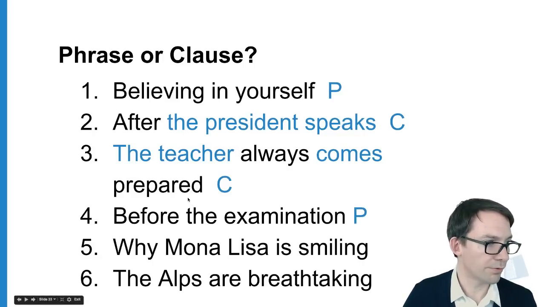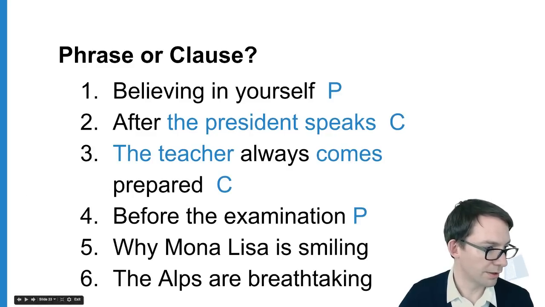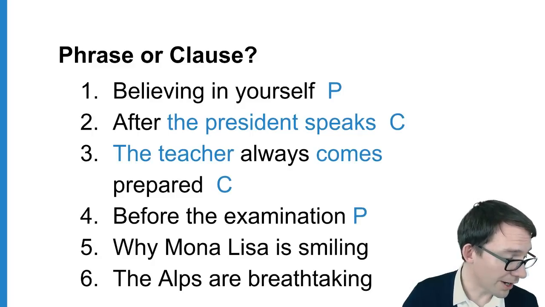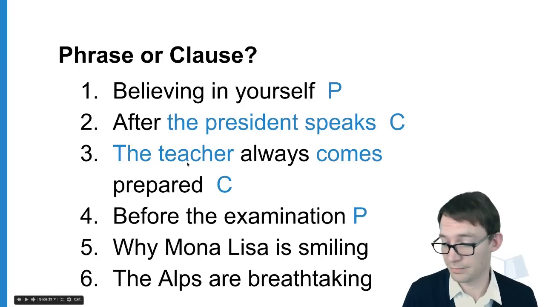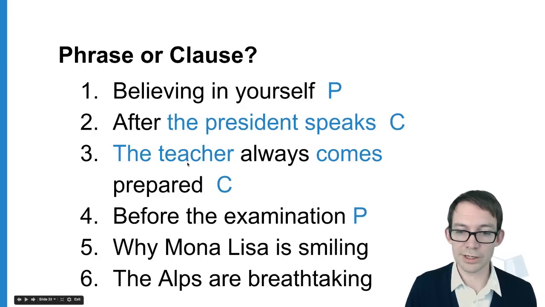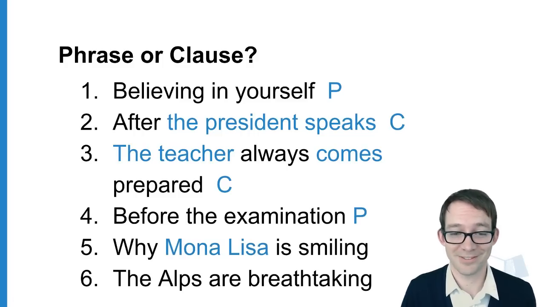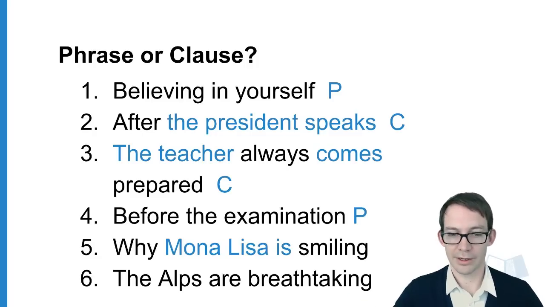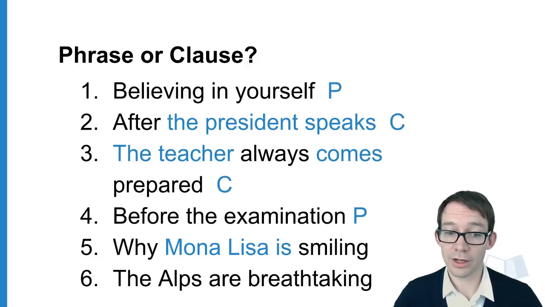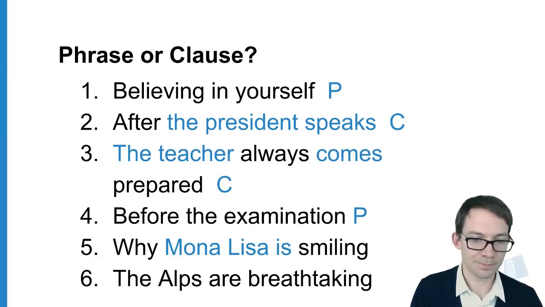What about number five? Why Mona Lisa is smiling? Got lots of answers coming in. Great. So Veronica says that number five is a clause, and that is perfect. That's right. Why Mona Lisa is smiling? You've got the noun, or sorry, the subject, right? And you've got the verb is. This is what we call a noun clause, right? Why Mona Lisa is smiling starts with that question word there.